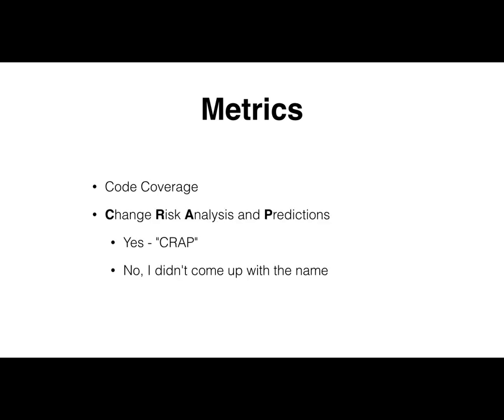I'm going to go on into metrics. Questions on testability? No? Okay. So there are 2 main metrics that we can use when we're unit testing. There's code coverage, which is the primary one. And then there's the change risk analysis and predictions, aka CRAP. No, I did not come up with the name.